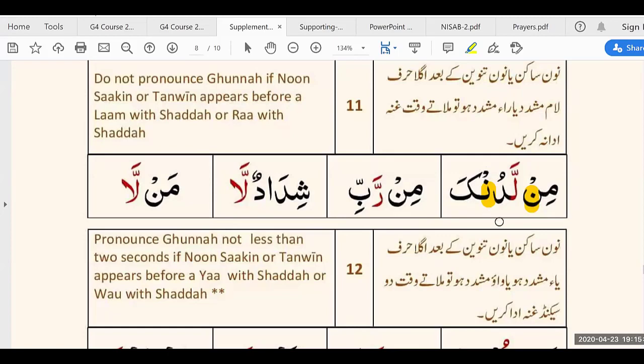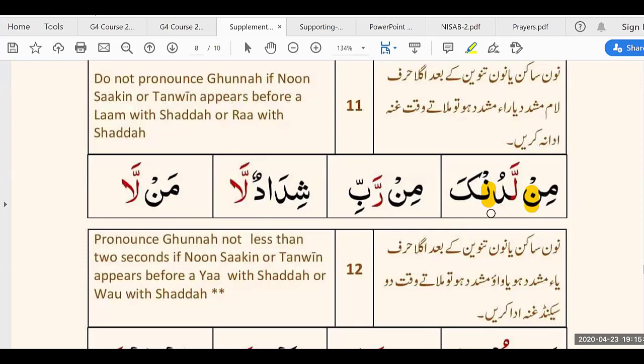Ba is the letter where we have to perform iqlab if noon sakin or tanween is followed by ba. So, and it's not a mushaddad letter either. So we are only left with one rule. So it will be ikhfa, noon sakin. Yes, well done. So we have to do ikhfa here. And what's the rule for ikhfa?